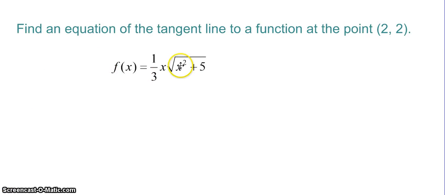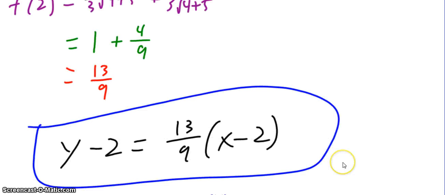Alright, last one. Find the equation of the tangent line. Pause the video, unpause when you're ready to check. Alright, I'm going to talk fast because we're running out of time. This one should have been more straightforward. We should get y minus 2 equals 13/9 times x minus 2.